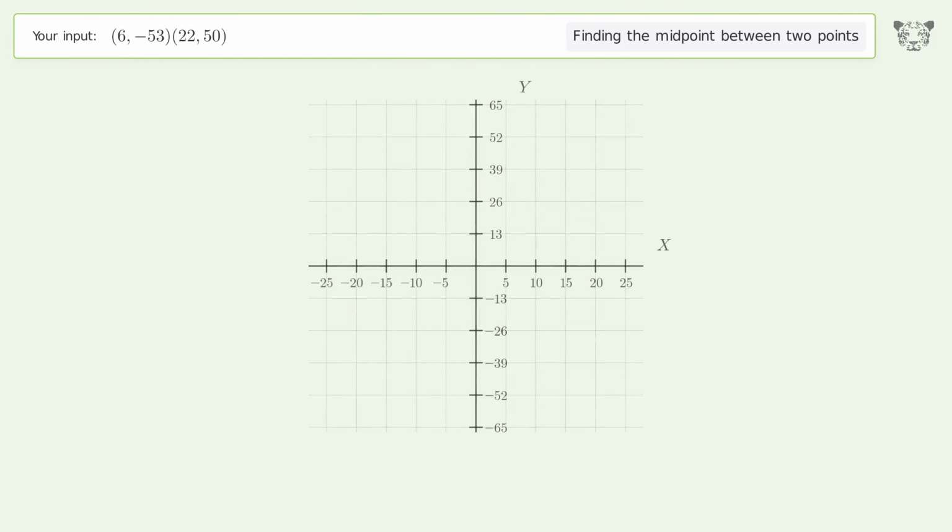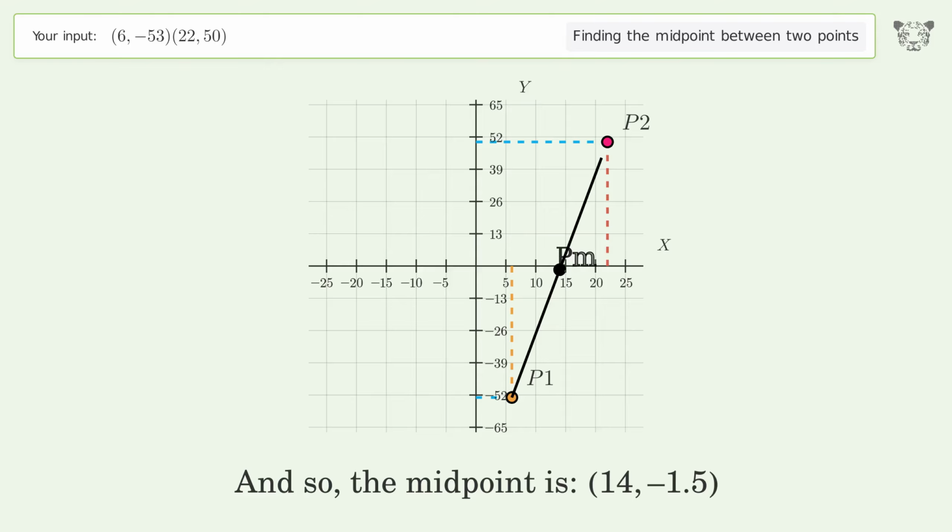And so, the midpoint is 14, negative 1.5.